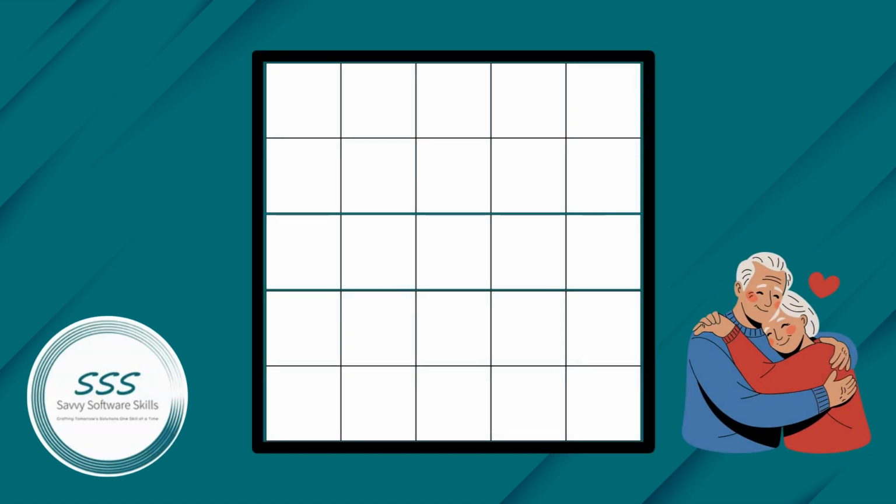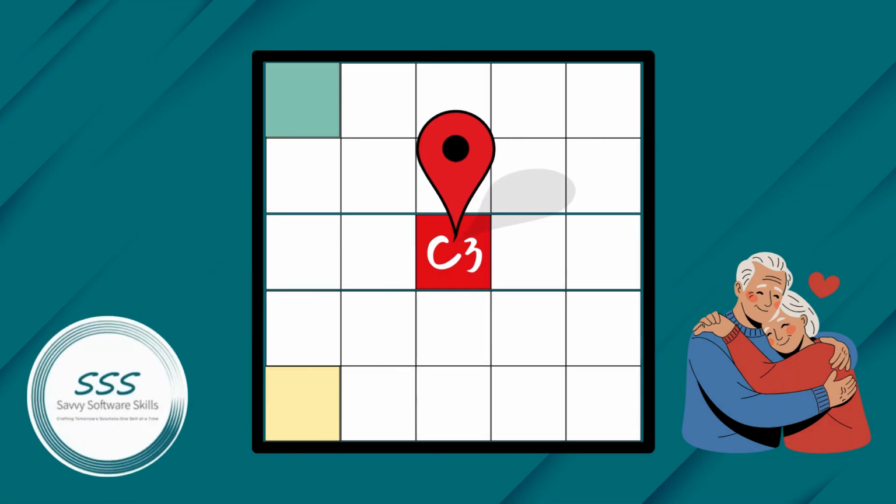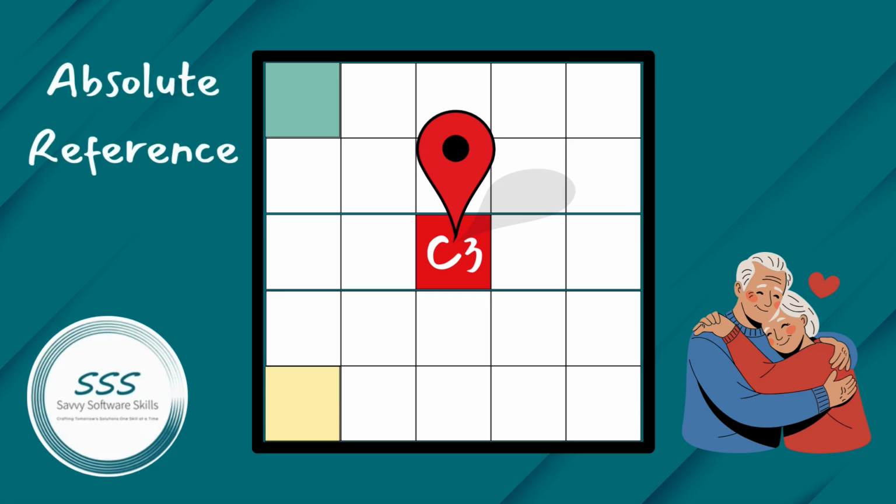Now, imagine that your grandparents' house is always the same. They have lived in their place of residence for as long as you can remember. Whether you're visiting from your own home or from another relative's house, you always go to the same address. It's fixed, it never changes. This is what we call an absolute reference. The reference stays constant no matter where you copy the formula.